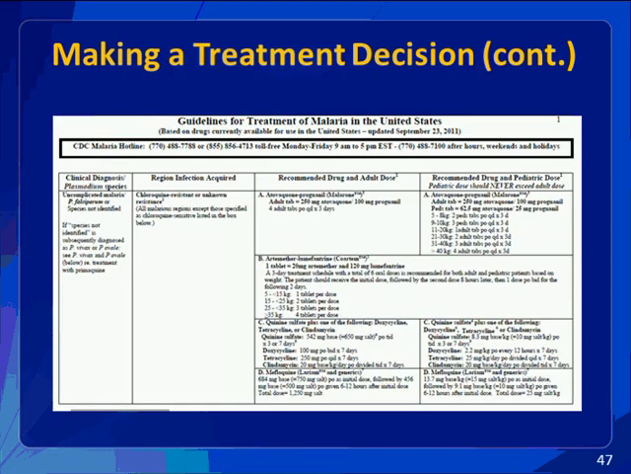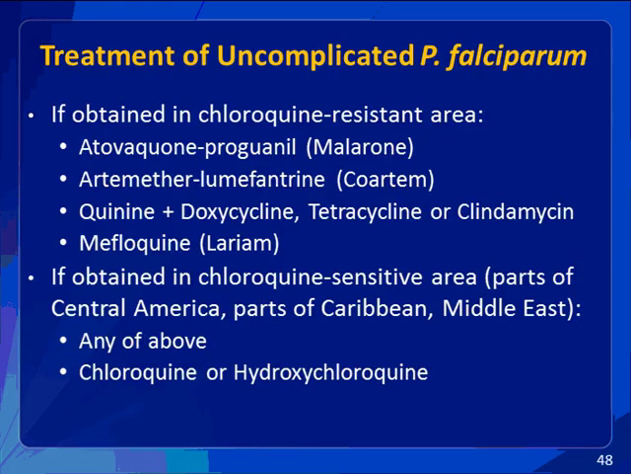In this slide, slide 47, I show the treatment guidelines table. The recommendations here are broken down by species, location, and stage, so uncomplicated versus severe. Next, as an example, I will discuss the treatment of the two most common presentations of malaria in returning travelers.